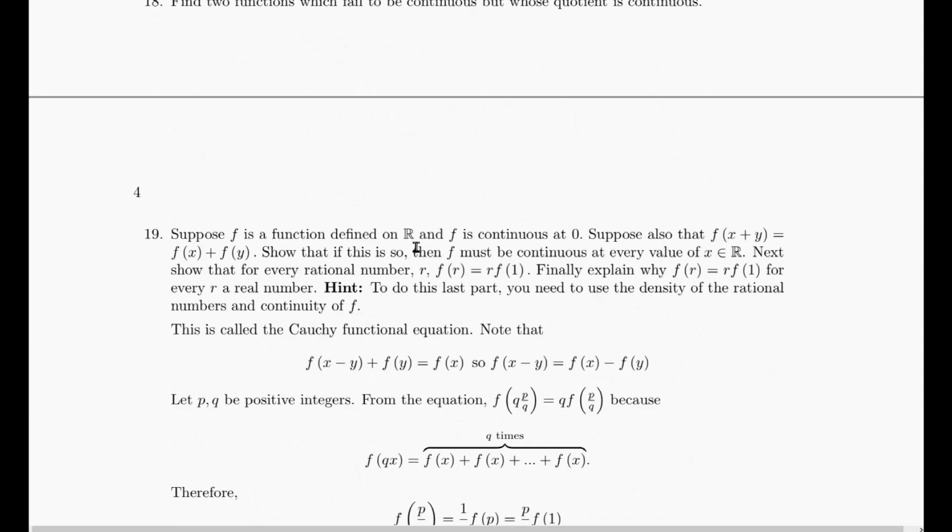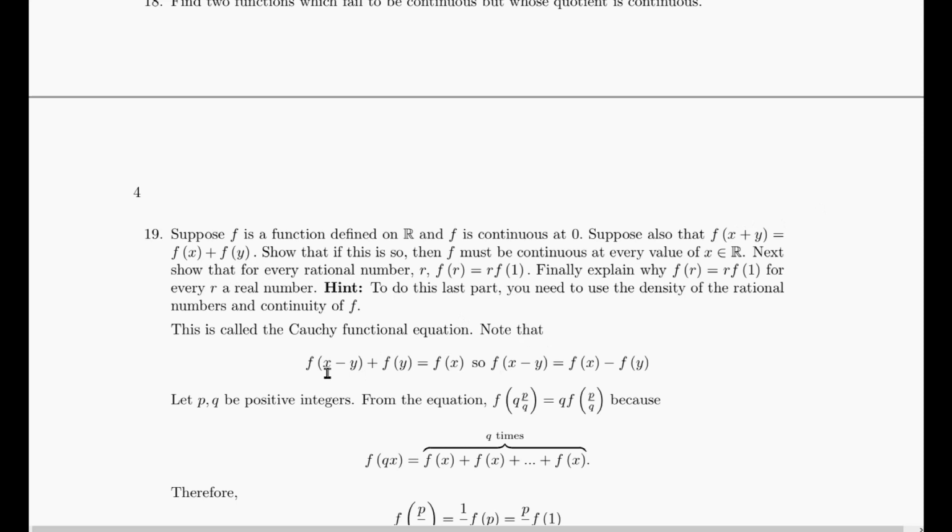Suppose that f is a function defined on R and f is continuous at 0. And suppose that f of x plus y is equal to f of x plus f of y. Show that if this is so, then f of x needs to be x times f of 1 for all real x. In other words, the only solution to this is f of x equal to a scalar multiple of x. Now this is a very famous functional equation. It's called the Cauchy functional equation. Very important example.